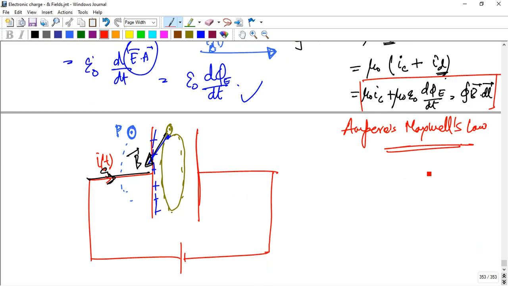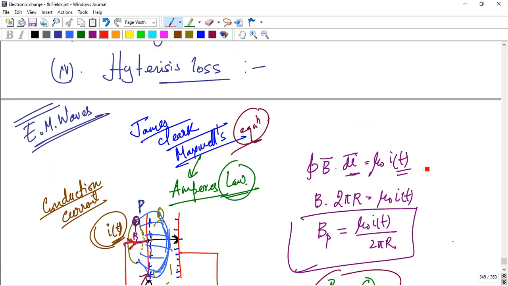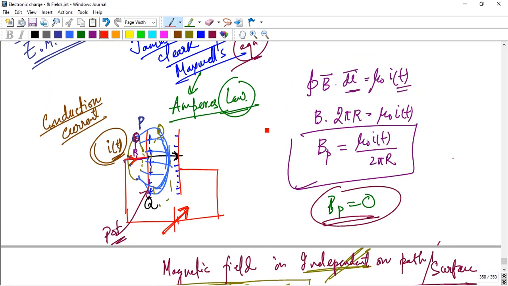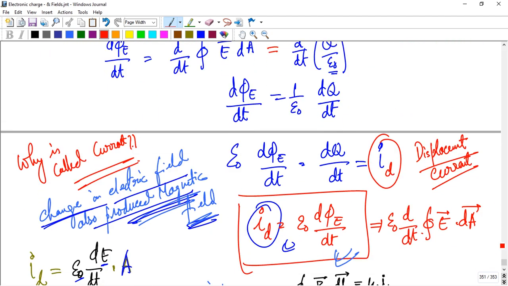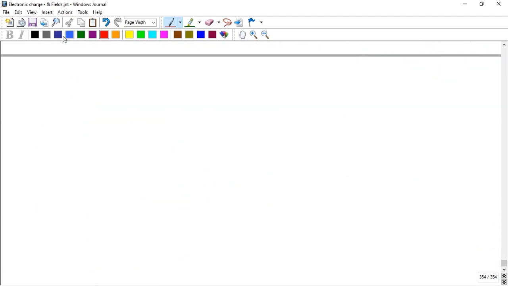Okay, so here are the four equations of Maxwell. When starting the discussion, there is Maxwell's equation. There are four Maxwell equations, and these four Maxwell equations are very important in electromagnetic theory. That is Maxwell's equations.